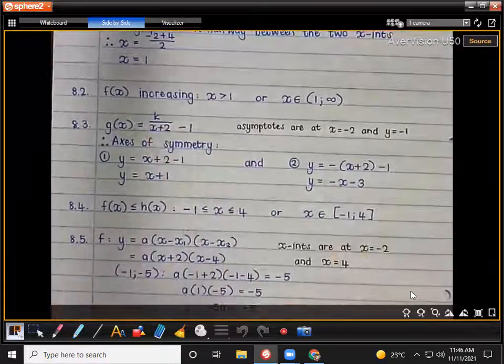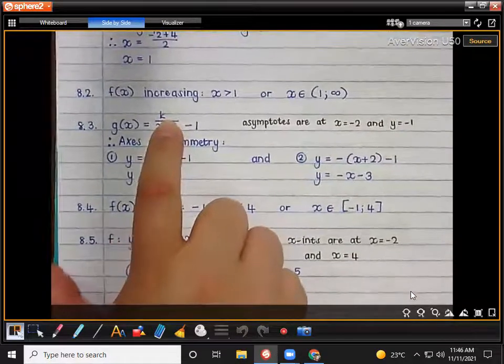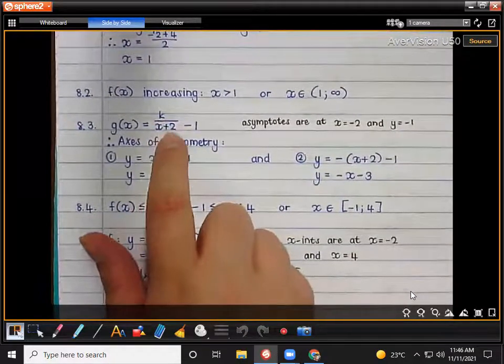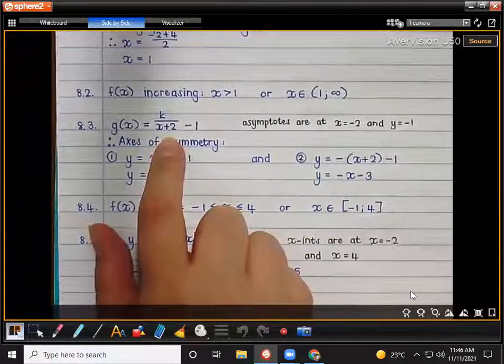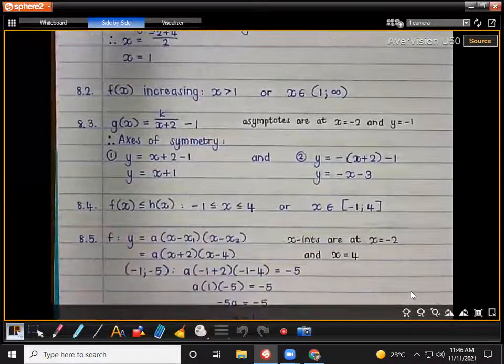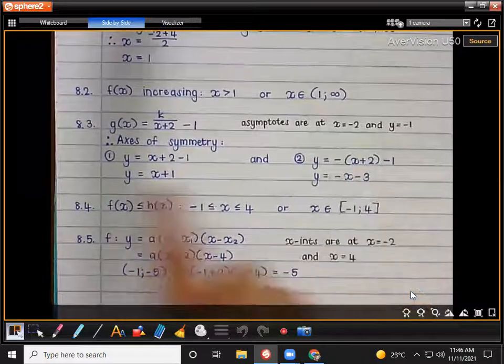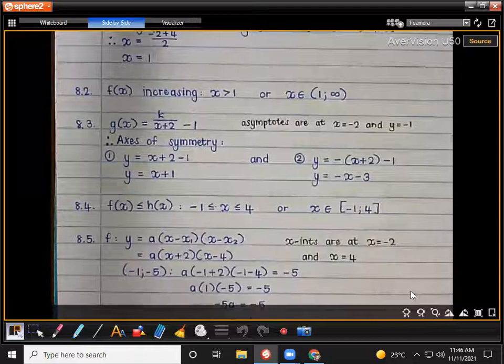Okay, we did calculate further down in 8.5, but you didn't need it for this. All right, so the denominator was x plus 2, because that asymptote was -2, and the other asymptote was -1. So that's the one equation, and then that is the other equation, then you just need to simplify them.